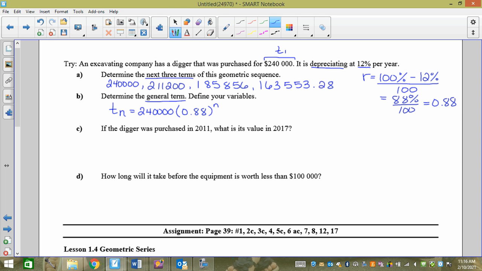If the digger was purchased in 2011, what's its value in 2017? So it's asking me to find T whatever, but I need to have an n, right? How do I get my n? I take 2017 and subtract 2011, which gets me the difference between the two, but I also have to remember my end value, so I always have to add 1.